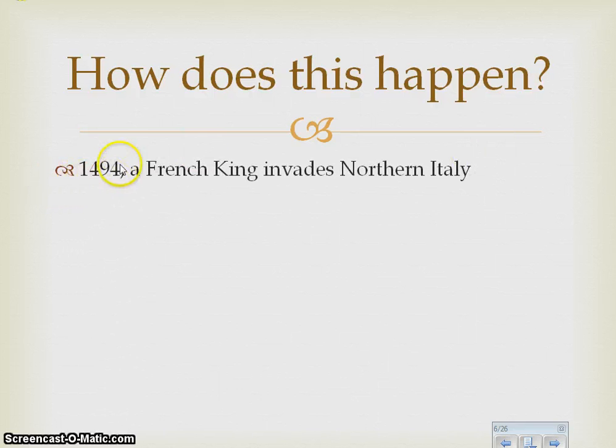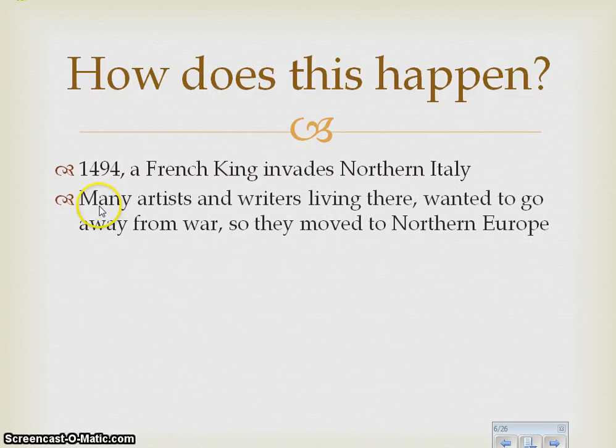It all starts in 1494 with a French king. The name is not important, but he goes to northern Italy and decides to take it over. Many of the artists and writers who are living in northern Italy basically want to get away from war. So what do they do? They move to northern Europe, okay? They figure that northern Europe is not under attack. If we go to northern Europe, we will not be bothered there by war.